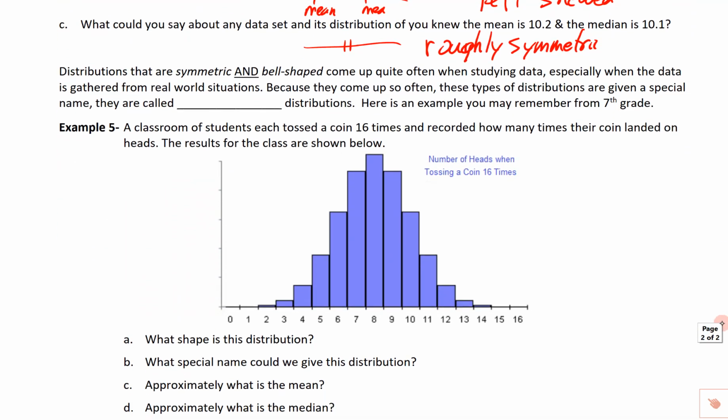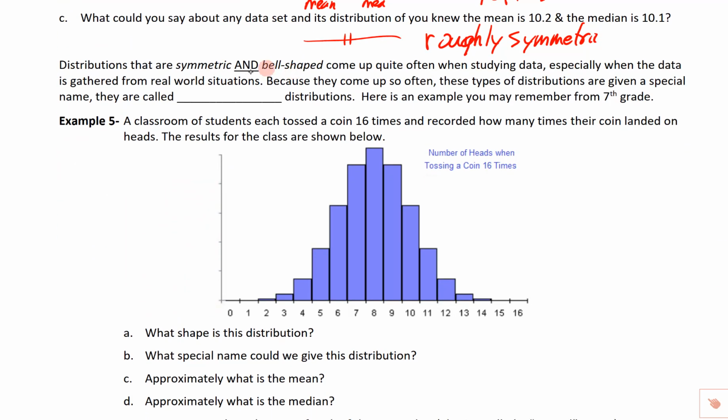Okay, let's slide down here and take a look at these others. So distributions that are symmetric and bell-shaped, both of these come up quite often when we're studying data, especially when the data is gathered from real-world situations. Now, because they come up so often, we have a name for this distribution. They are called normal distributions. So write the word normal right here.